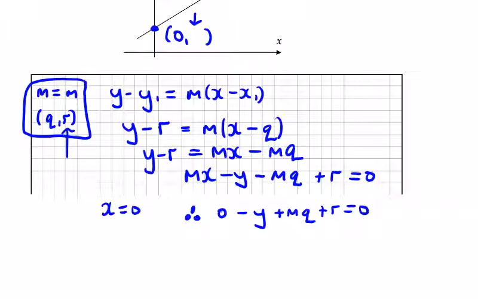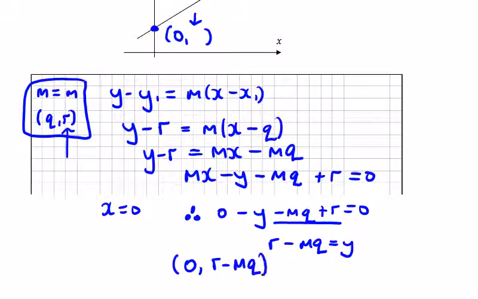I'm bringing the y to the right. So bringing the y to the right and changing the mistake that I see above, it went to the plus. We're going to get y is equal to, and maybe put the r first, r minus mq. So the point is 0 for x, r minus mq for y.